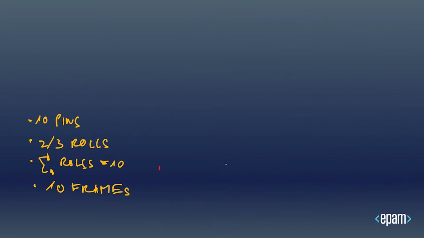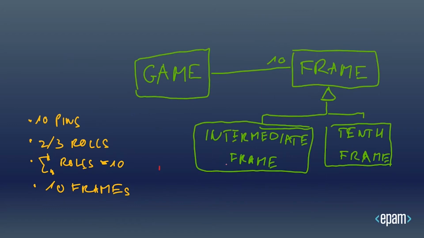So let's see something that's going to represent the problem in simple objects. So you have, as you can see here, a game which has 10 frames. So first invariant is already included. Then there will be some special frames, one special frame actually, which is going to be the 10th frame here, which will have special rules. And then you will have some intermediate frames that will be the 9 frames preceding the 10th frame. And you can see now a clear mapping of the invariants themselves.